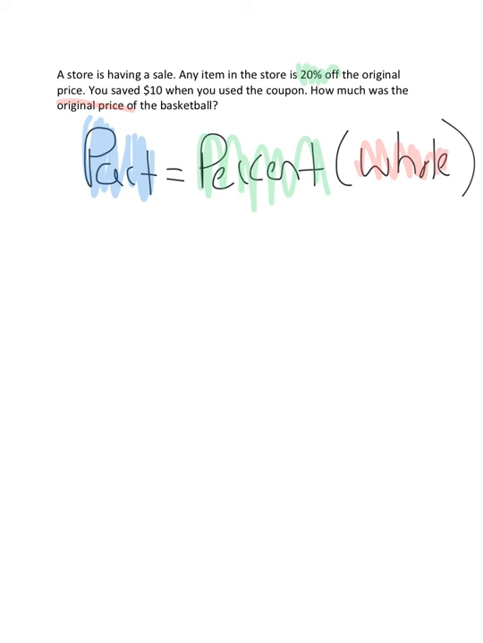So we know we saved $10. We know our percentage is 20% off, and we have to be careful when we're plugging in for the percent because I plug it in as a decimal. So it's 20%, but I use a decimal, 0.2, when I'm using my percent equation. And we're trying to find the original price. That's where our x is going to go. So we have 10 equals 0.2x. So last but not least, we're going to solve for x.